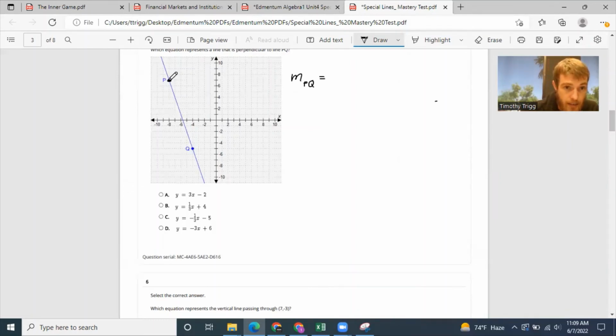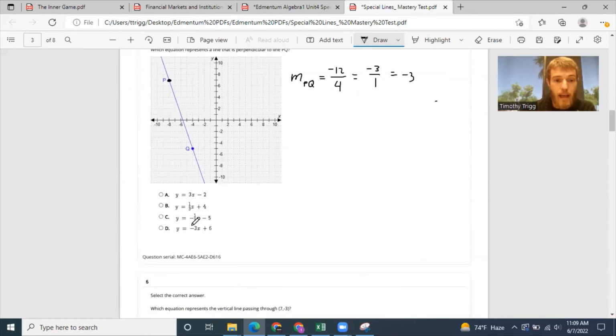So the rise in this case is actually downward, right? I'm going down 1, 2, 3, 4, 5, 6, 7, 8, 9, 10, 11, 12, down 12. So that's negative 12. And then over how much? 1, 2, 3, 4, over 4. Okay, great. That tells me the slope of line PQ is negative 3 over 1. I'm reducing by a factor of 4 here, dividing both numerator and denominator by 4. Or if you like, just negative 3. So our slope of line PQ is negative 3.